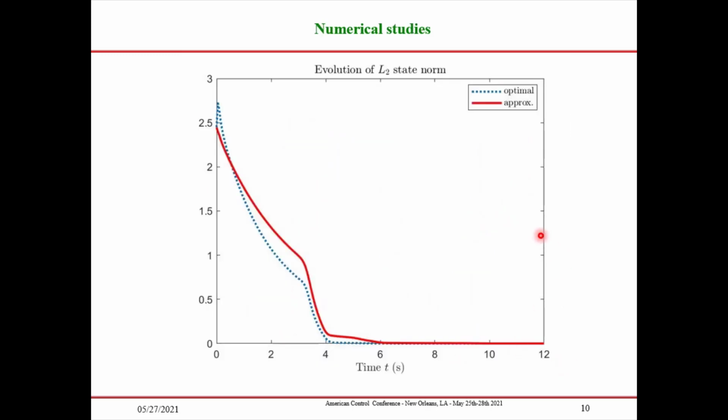Now, comparing the performance using the full state, this is the L2 norm, full state versus the static output feedback using mobile sensors. It is not as good as the one with the full state, but the difference is that the full state requires access to the full state. This only requires 12 point-wise sensor measurements.